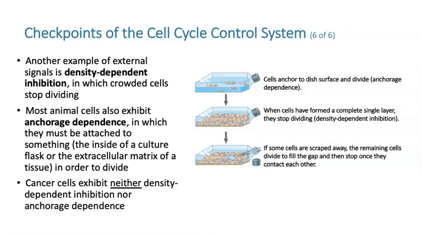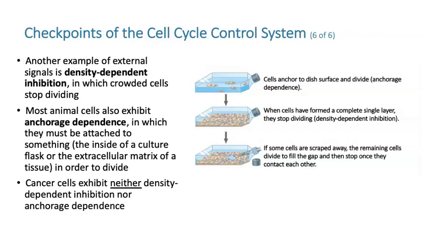Most animal cells also exhibit something called anchorage dependence, and anchorage is more than just a city in Alaska. It's when things are attached to something. So anchorage dependence means that they have to be attached to something, either inside of your tissues or inside here, this dish, in the lab, in order to divide. So we're not going to divide unless we're anchored. That's what that means, which is kind of interesting.